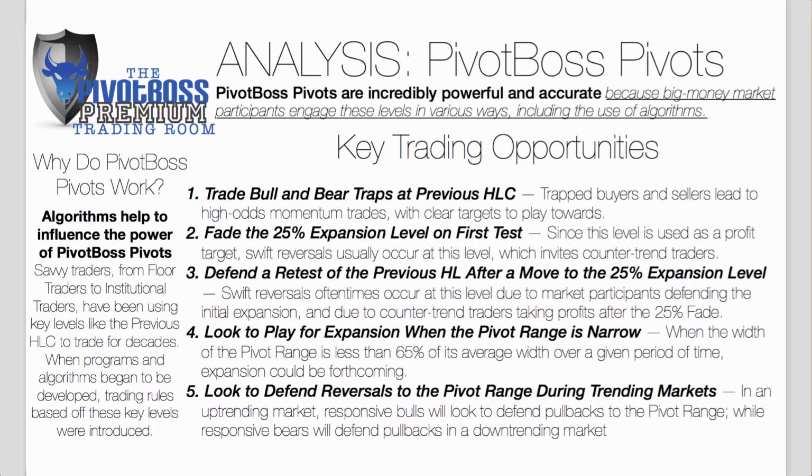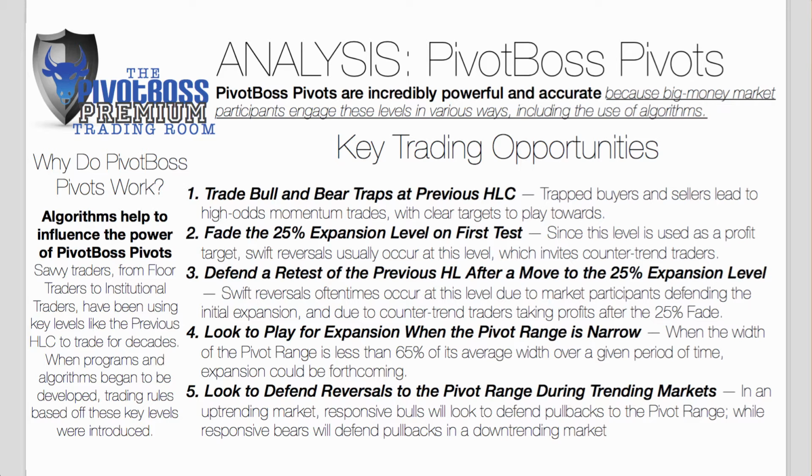Trapped buyers and sellers lead to high odds momentum trades with clear targets to play towards. For the most part, what that means is if price tries to get to and through the previous week's high and can't, and there's trapped buyers up there, the expectation would be that price would rotate from the previous week's high back to the previous week's close and the previous week's low. So you have high odds momentum reversal plays, and clear targets to play towards, which are the opposite sides of the key high-low close range.